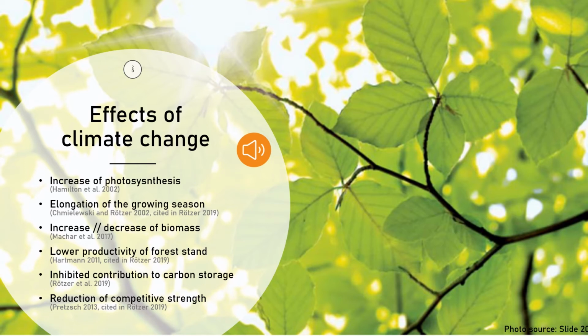Increase of photosynthesis. Many studies show a rise in photosynthesis and net primary productivity under elevated temperatures and higher CO2 concentrations. Drought stress decreases leaf biomass and photosynthesis, but because of less leaf biomass, conditions for radiation are improved, which again increases photosynthesis. Elongation of the growing season.